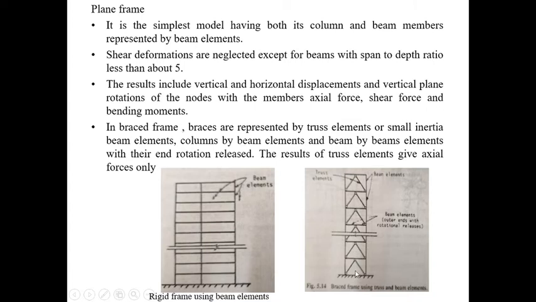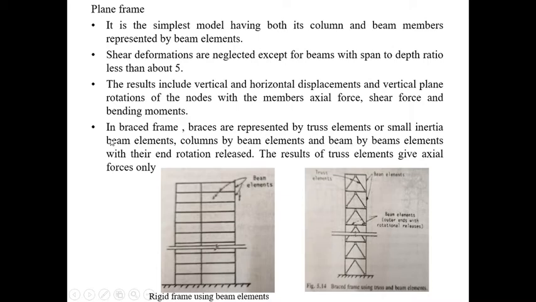Then, if it is a braced frame, it is shown here using a truss and a beam element. You can see the bracings provided here. The beam elements have rotational releases at their outer ends. The beams and the columns will be represented by beam elements, and these bracings can be represented by a truss element.